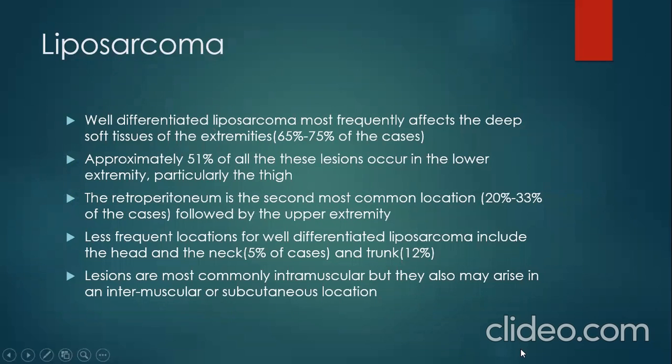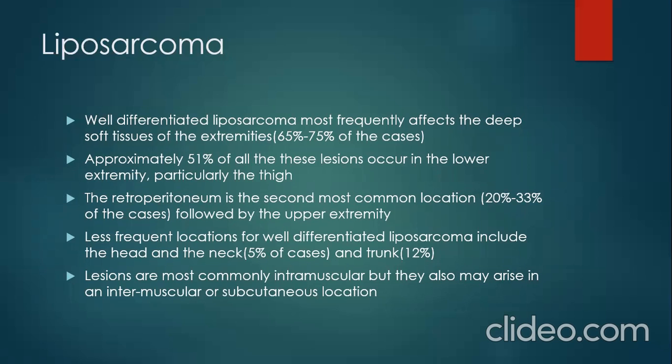This is now a malignant lesion. Most frequently, it affects the deep soft tissue masses of the extremities in 65 to 75% of the cases. In about 51% of the cases, it affects the lower extremity, particularly the thigh. It can also be seen in the retroperitoneum, which is the second most common location, in about 20 to 33%. Then the upper extremity follows as the third most common. We can also get them in other less frequent locations, for example the head and neck in about 5% of the cases, and sometimes the trunk in about 4% of the cases.